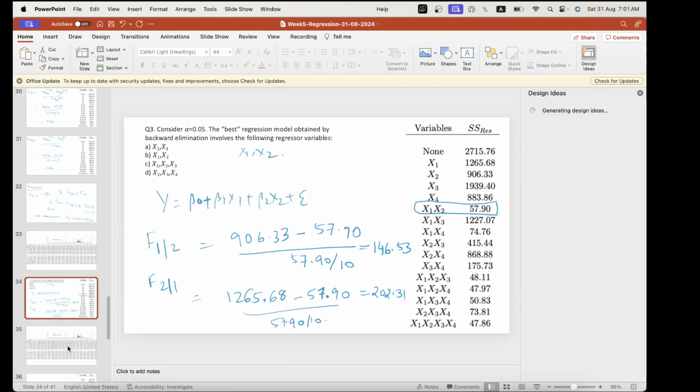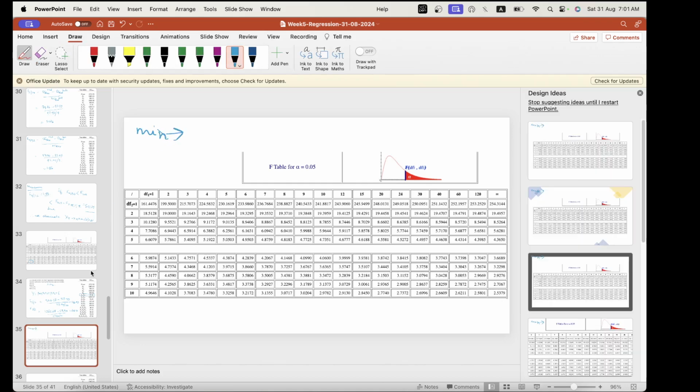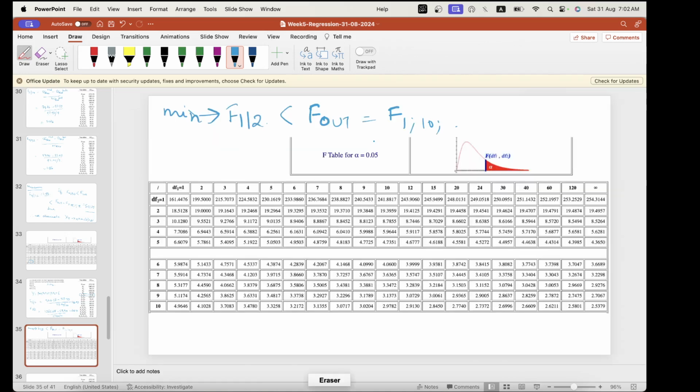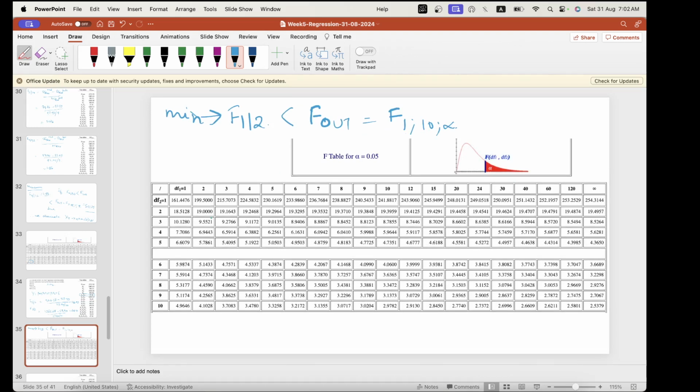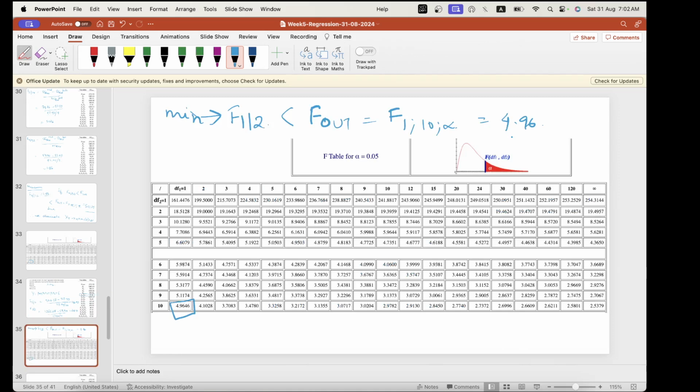so now we have to find F. So here now the challenge is to find the minimum. We have found out minimum is which one? Minimum is this one, F1 given 2. Okay, and F1 given 2 is less than, is it less than F out, that is F 0.1 10 alpha? No, because F 0.1 10 alpha, this is 4.96. So now we see that F1 given 2 is significant and F2 given 1 is also significant because they exceed this threshold of F 0.1 10 alpha, 4.96. Therefore we can conclude from here that x1 x2 is the best model by backward selection.